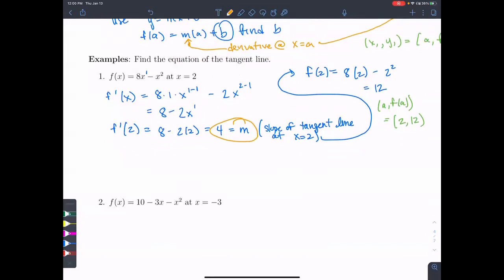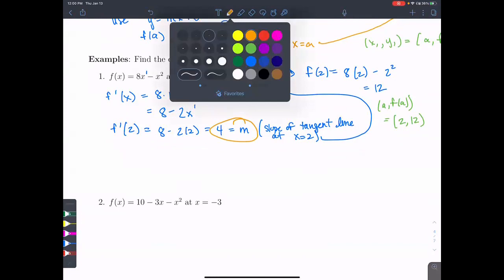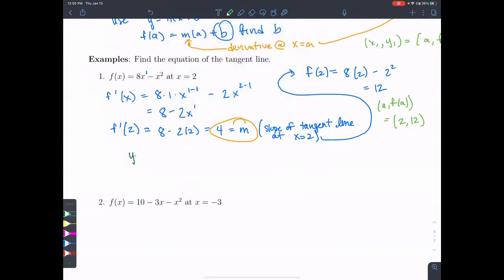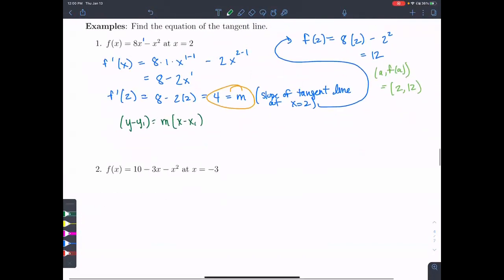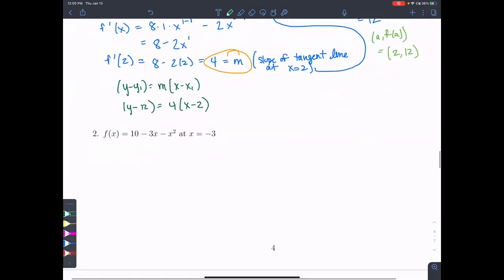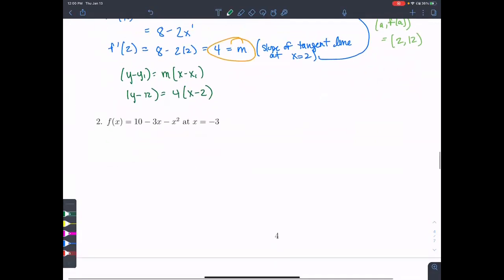So you can do y equals mx plus b, or do the point slope form. So we have y minus y1 equals m times x minus x1. So y minus 12 equals 4 times x minus 2. And that is the equation for the tangent line at x equals 2. This next one I will do with y equals mx plus b, just so that we have it.